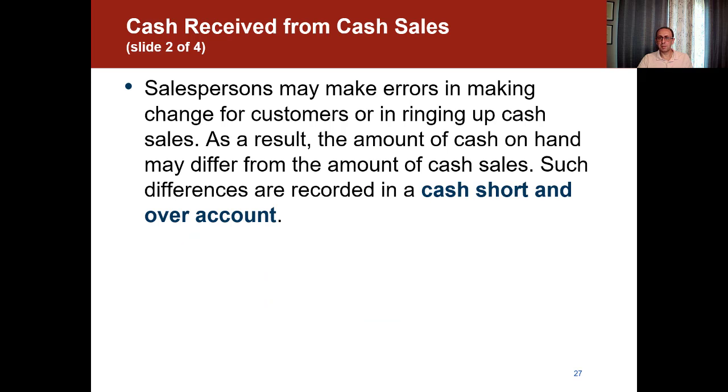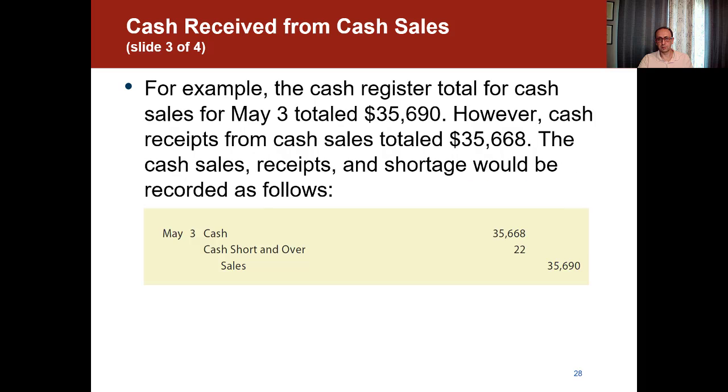So salespersons may make errors in making change for customers or in ringing up cash sales. As a result, the amount of cash on hand may differ from the amount of cash sales. Such differences are recorded in an account called cash short and over. In many cases it's cash short. In very few cases, sometimes there's a cash over when a customer overpays for their purchases. So let's see this example.